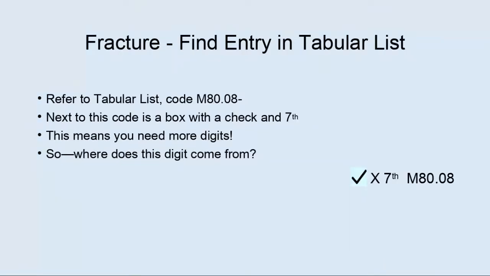Okay, so now let's go to the tabular list and find M80.08. Next to this code is a box with a check mark and 7th. So we have this in front of the code. This means you need more digits. So where does the extra digit come in? Where are we going to find that 7th to add?